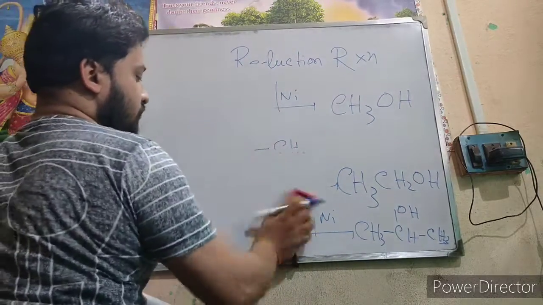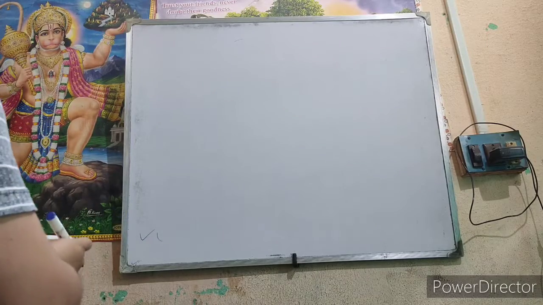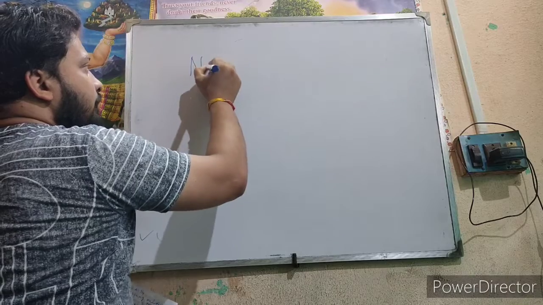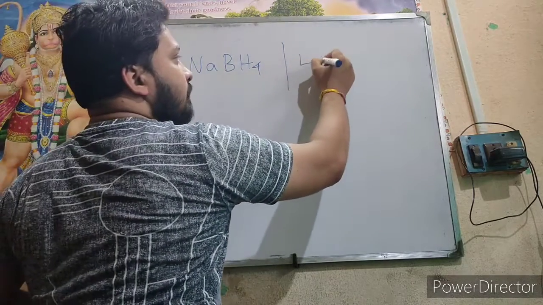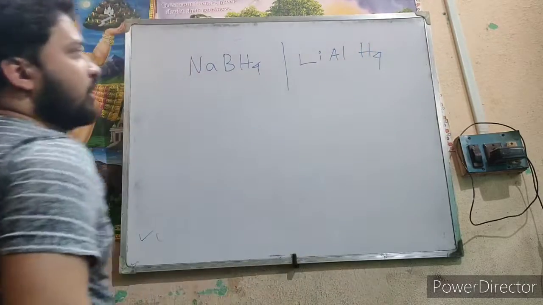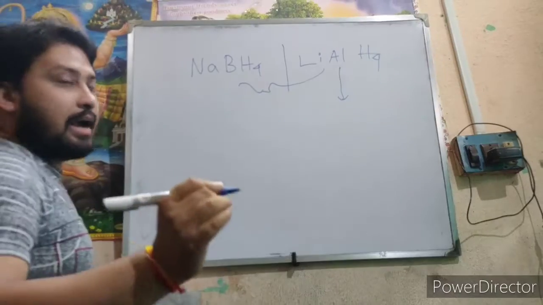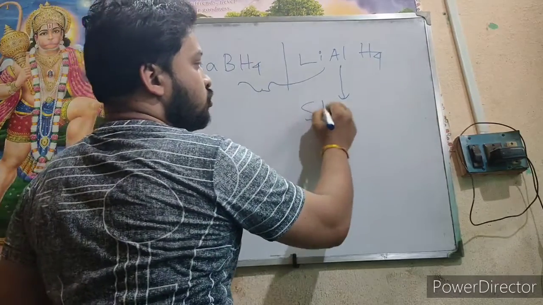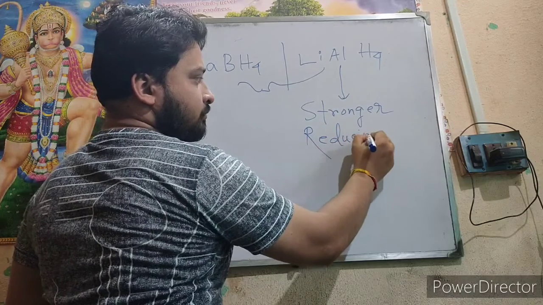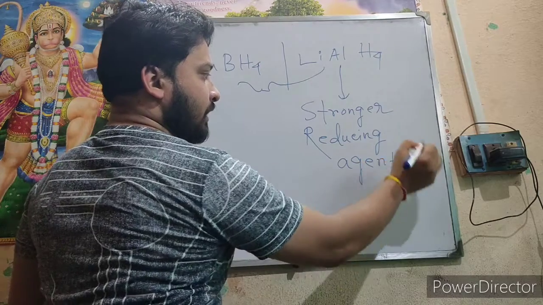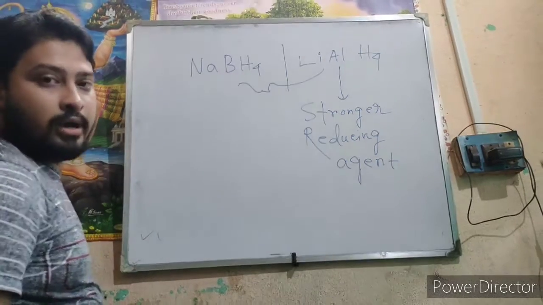Next, you may use sodium borohydride or lithium aluminium hydride. If we compare those two, lithium aluminium hydride is the stronger reducing agent compared to sodium borohydride.